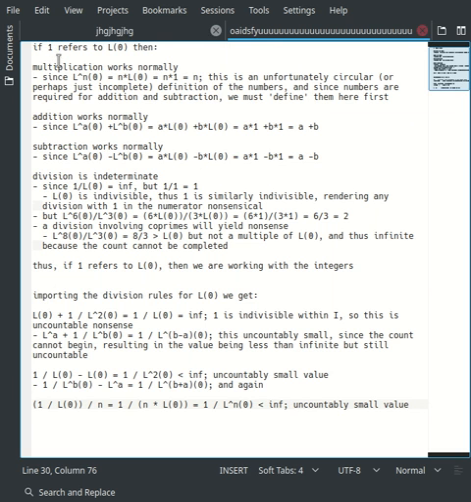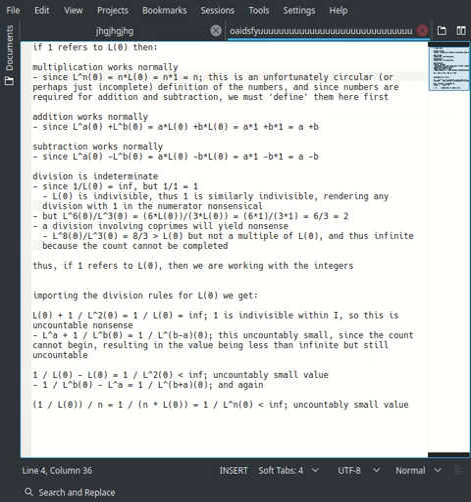So if 1 refers to L naught, then some nice things happen. Multiplication works normally. This kind of gets a little bit messy. Okay, so we already saw this, right? Since L n naught equals n times L naught, and L naught is 1, because we just defined it that way, then this whole thing is just n times 1, or it's n.